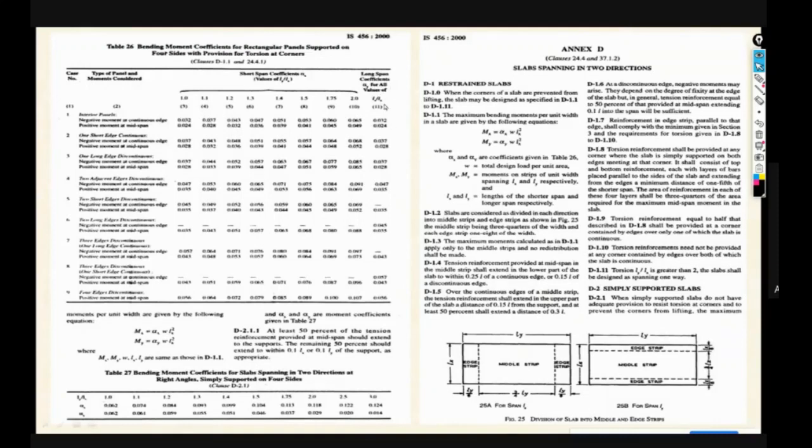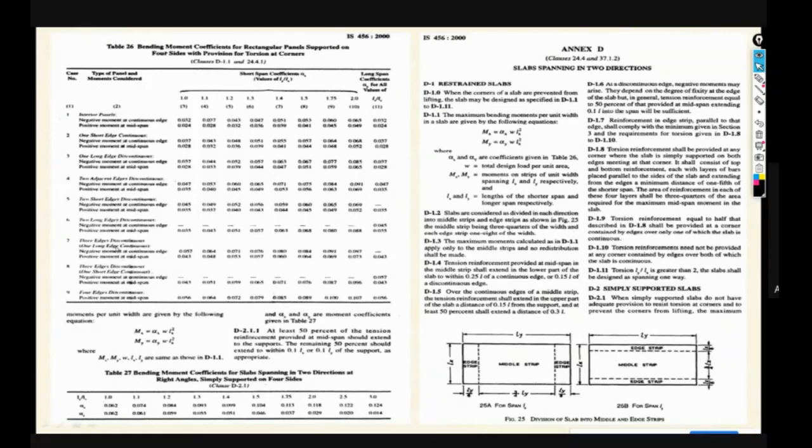Okay, means if any value is there for the Ly by Lx ratio, so for all values we can use this Ly by Lx ratio, or sorry, alpha y values. Now these are the 9 cases. First case is interior panel. Second, one short edge is continuous, one long edge is discontinuous, then 2 adjacent edges discontinuous, then 2 short edges discontinuous. So like this, all criteria, all cases are there.